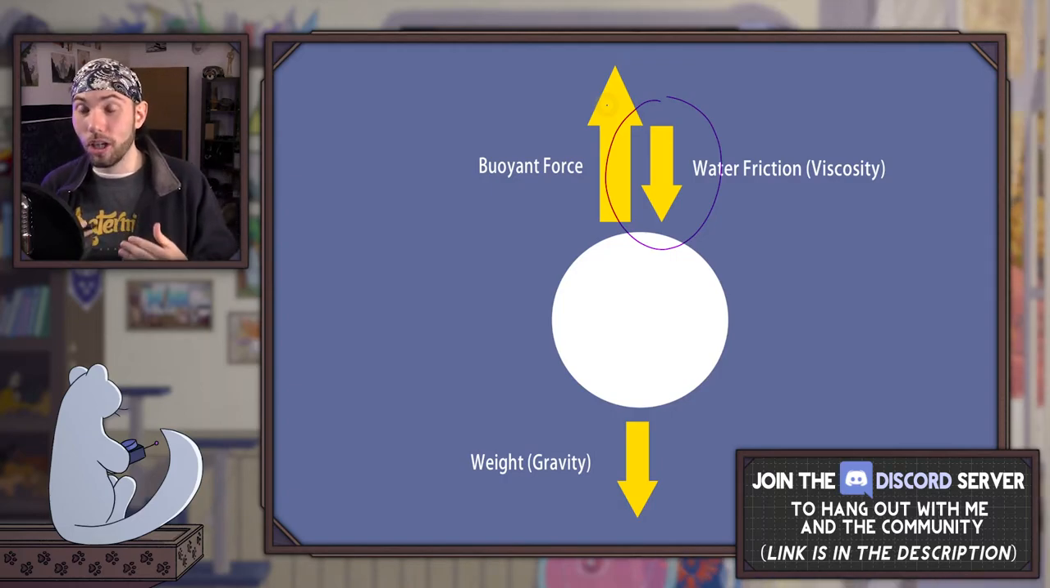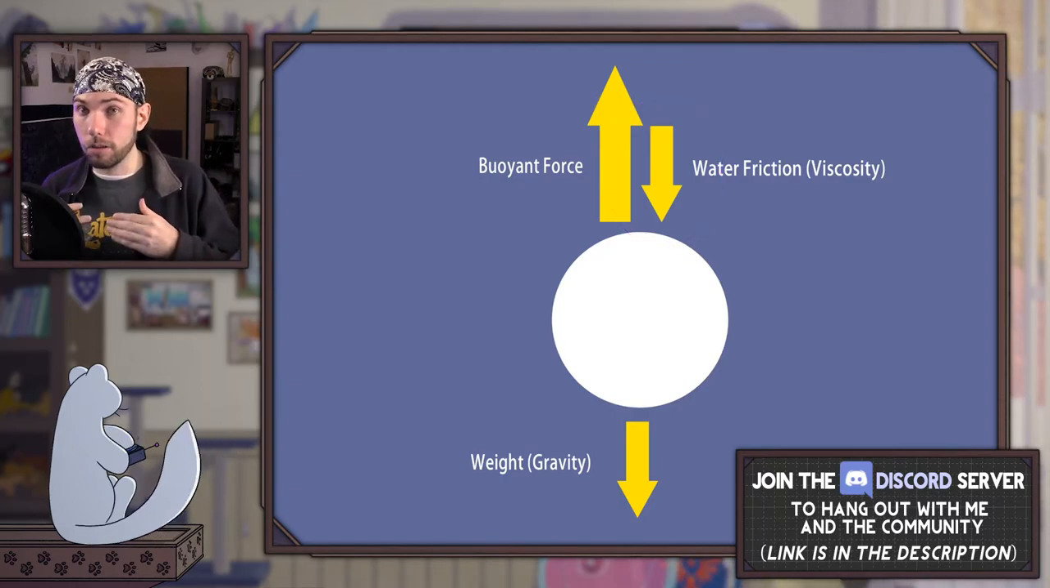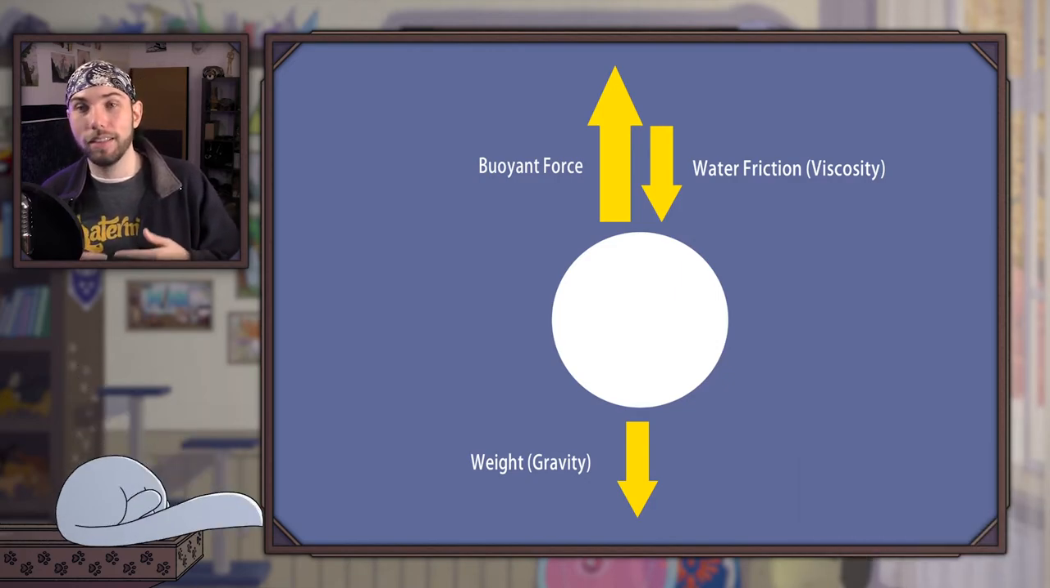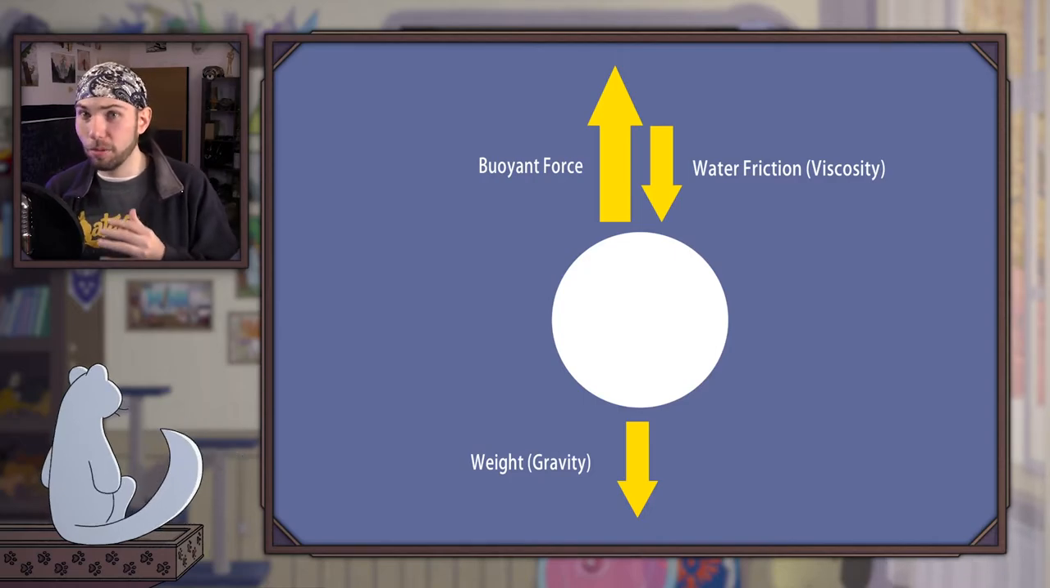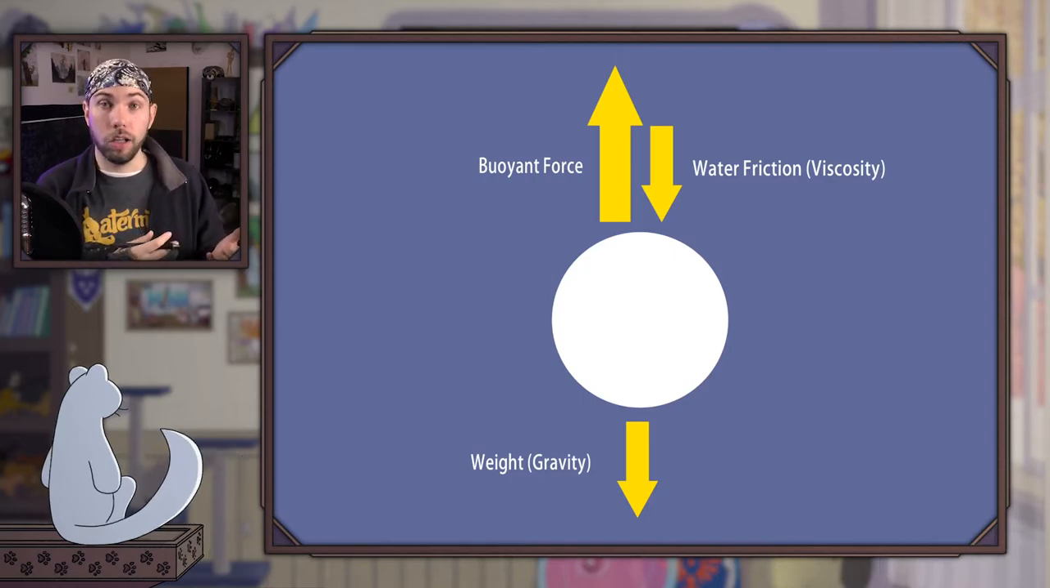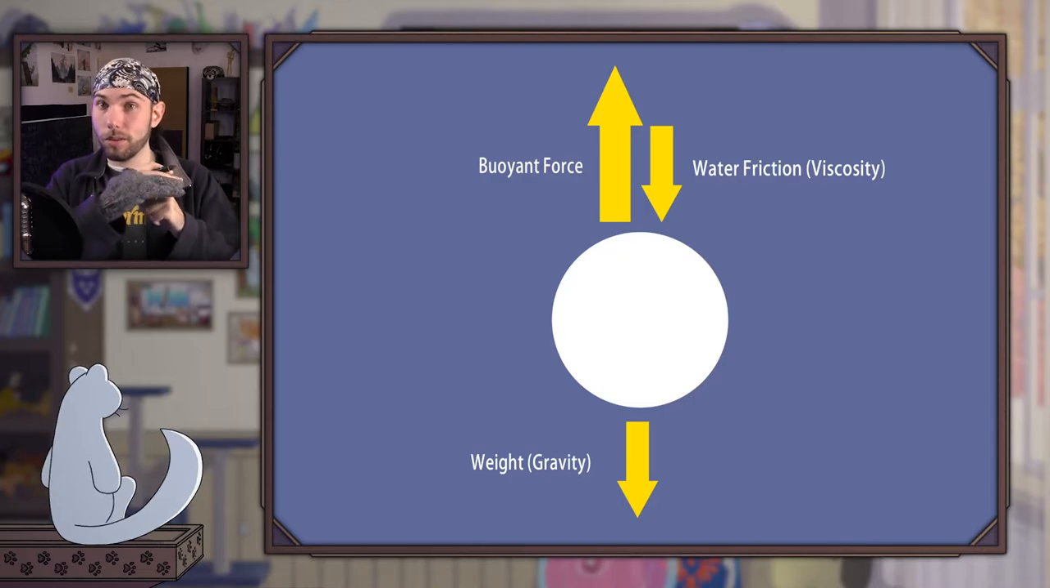It depends on the shape of the object. And it also depends on the viscosity of the fluid, the thickness, you could say. A bubble would behave differently in a thick substance like honey, compared to water, which has a low viscosity. So that friction causes the bubble to be flattened.